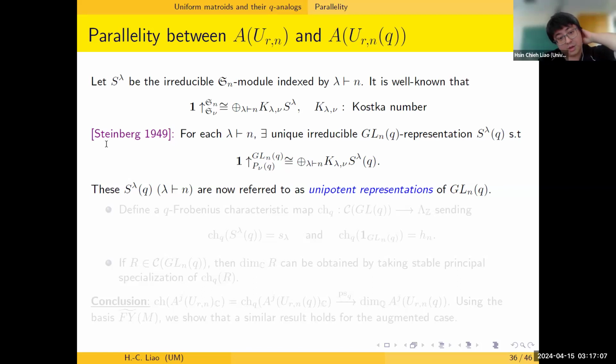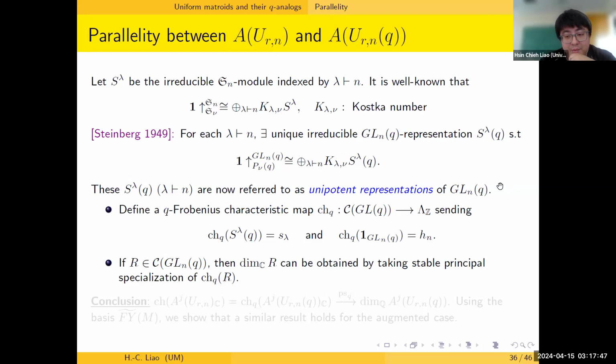And Steinberg in 1951 showed that for each partition lambda of n, there exists a unique irreducible general linear GL_n(q) representation, which we know as S^lambda(q), such that these induced representations from P_nu have a decomposition parallel to this decomposition. And so their multiplicities are the same. And these S^lambda(q) are now referred to as the unipotent representations of GL_n.